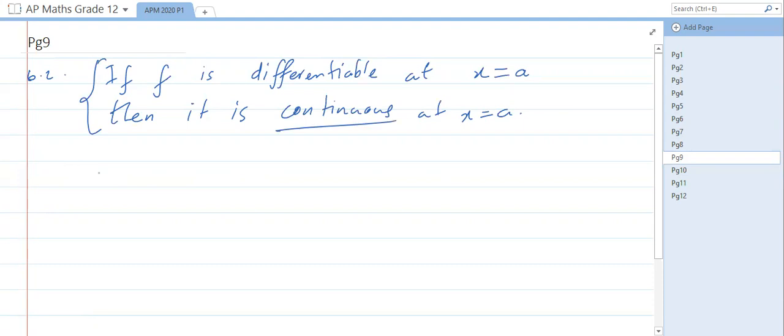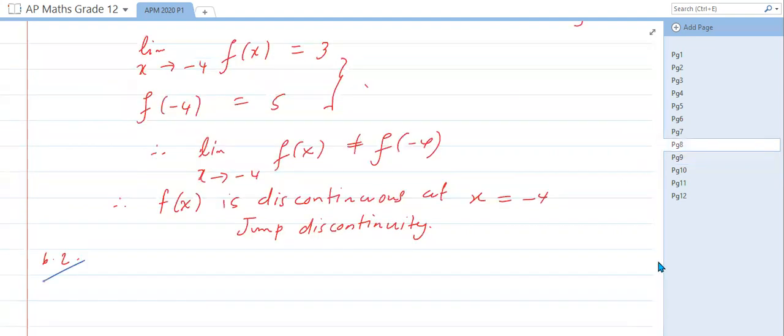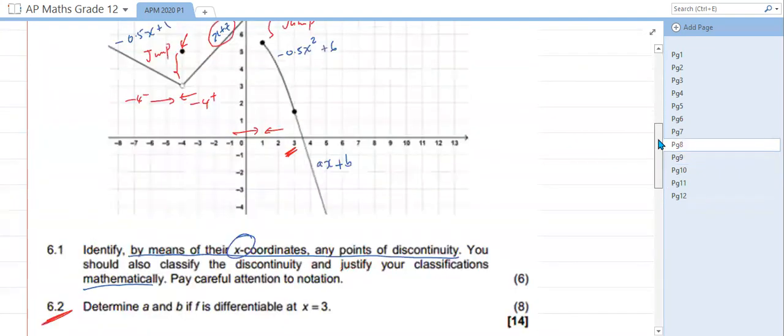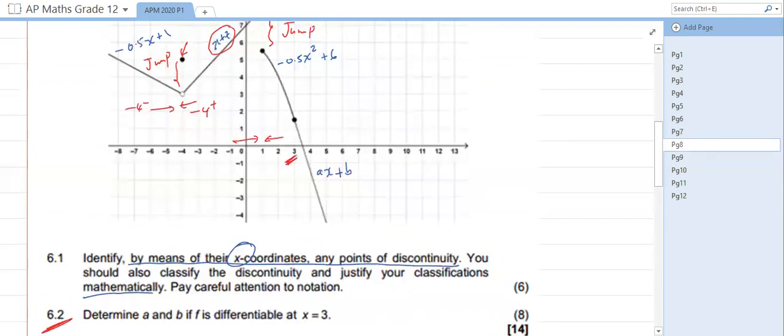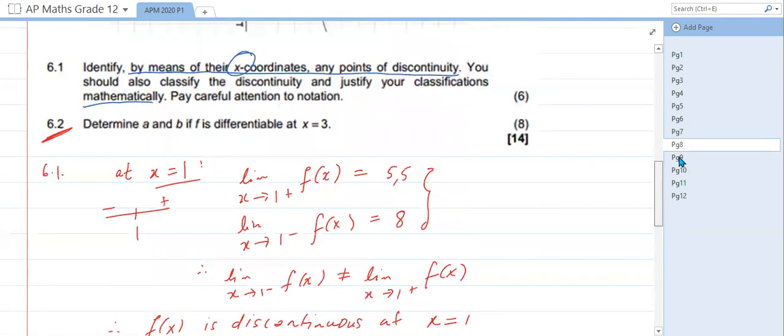Remember, we are observing at x is equal to 3. At x is equal to 3, we have two different functions, which is negative 0.5 x squared plus 6 when we are approaching from the left, and when we are approaching from the right, we are getting this function ax plus b. So I will do differentiability first. Let us look at differentiability.